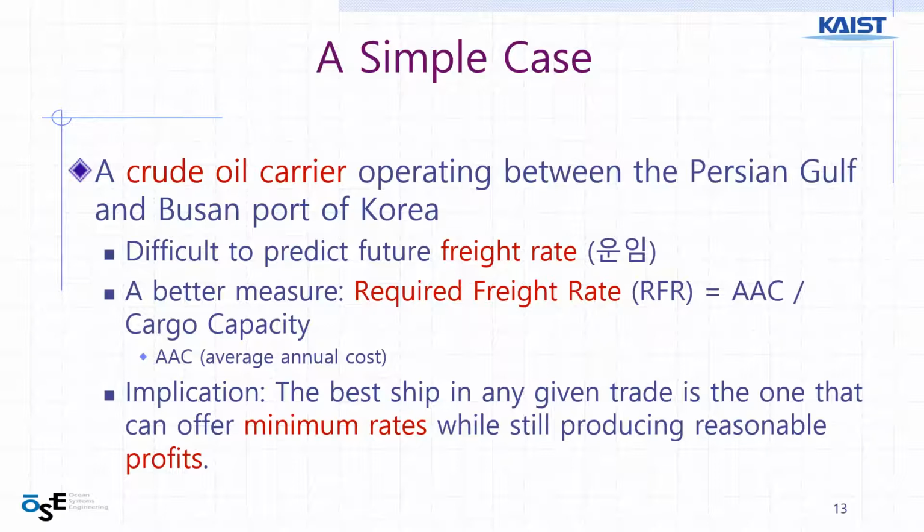So as a designer, the minimum required freight rate is one of the best designs I can do or provide, because the real price has too much fluctuation. So implication, do you have any question? The best ship in any given trade, the Gulf of Mexico, is the one that can offer minimum cost while still producing reasonable profit. Then in addition to required freight rate, I may put some extra money as my profit.